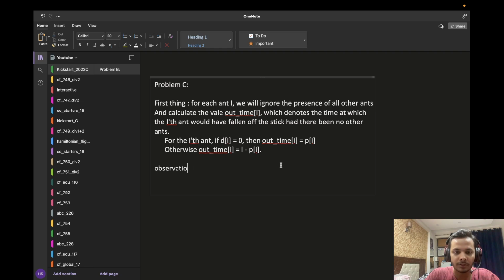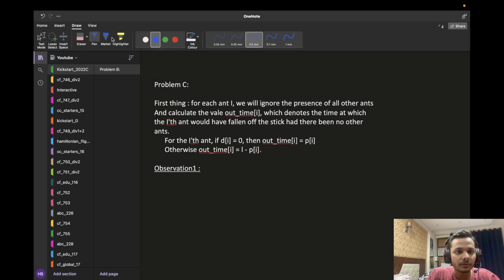So let's look at the first observation. All right. Okay, so we'll make a diagram and then try to make an observation. So let's say that these are the ants. Okay, these are all the ants. And let's say this is the ith ant, and this is the i minus 1th ant. And let's say that the ith ant is moving to the left and this i minus 1th ant is moving to the right. Okay, something like this is happening.